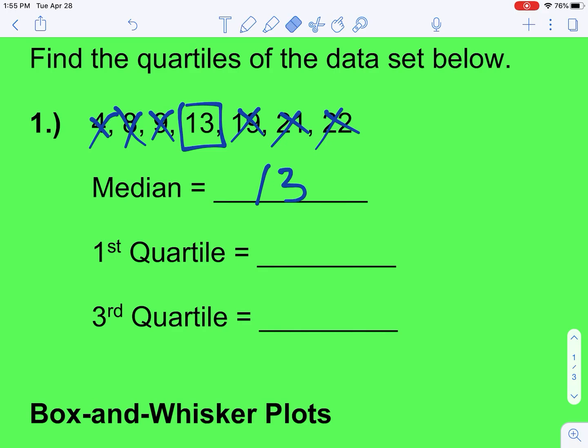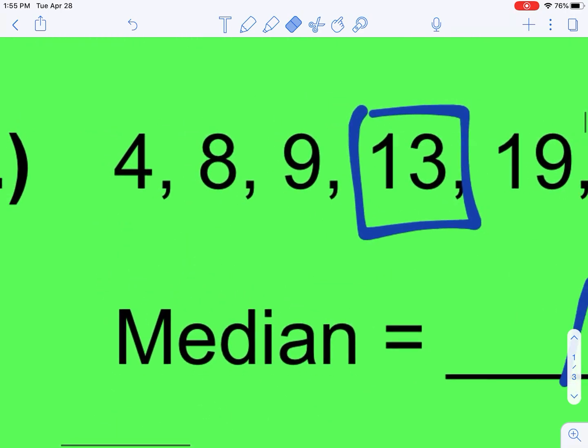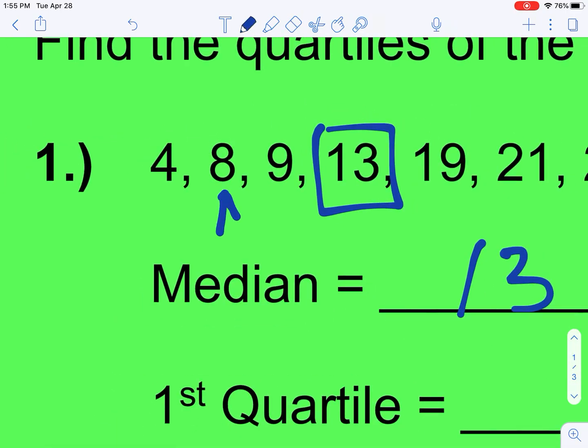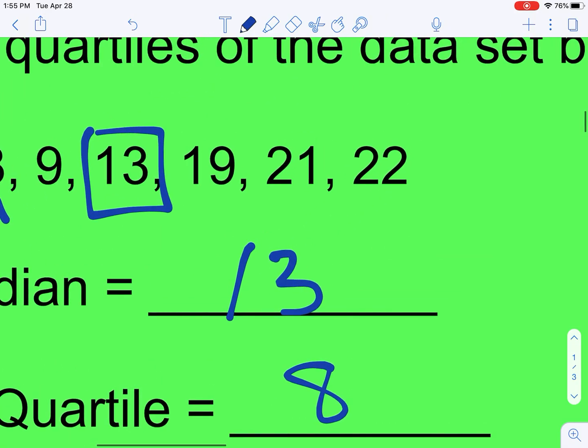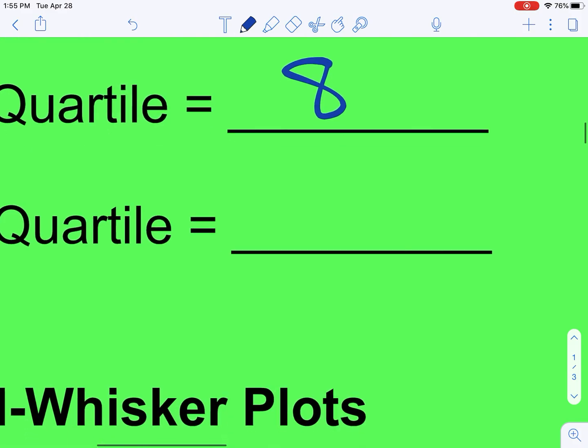Now I'm not going to use 13 when I find the medians of my first and third quartiles. I only have 3 numbers here, so I know that my first quartile is going to be right in the middle, that's 8. And the median of my upper half is going to be right in the middle, that's going to be 21.